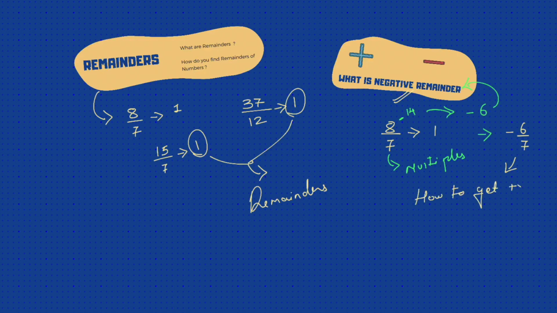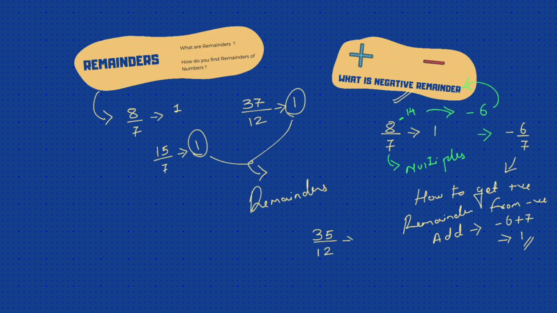Now, if you get a negative remainder, how do you get the positive remainder from it? Just add them. Just add minus 6 plus 7. What is minus 6 plus 7? 1, which was the earlier positive remainder.